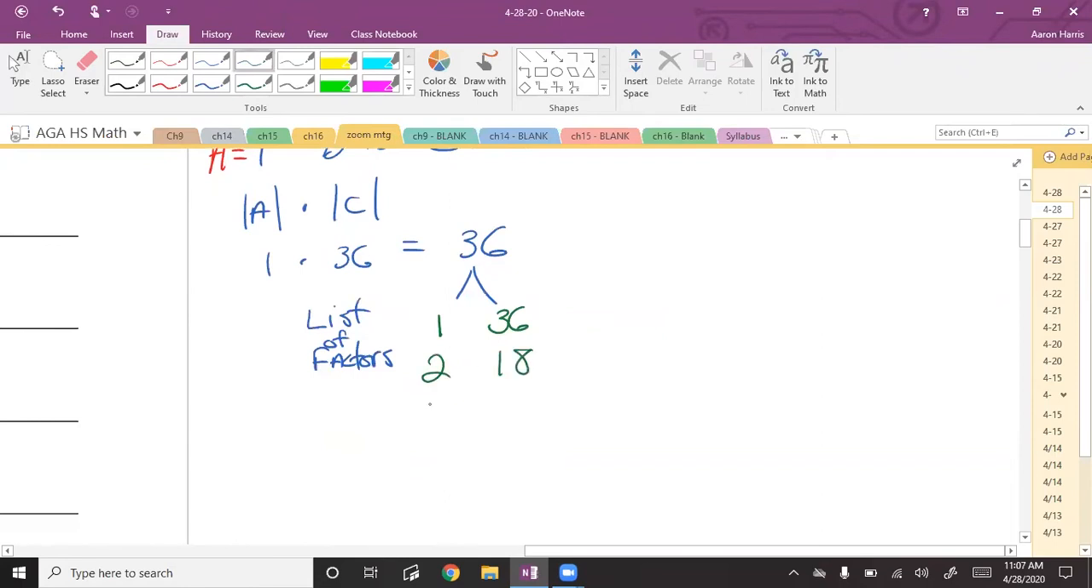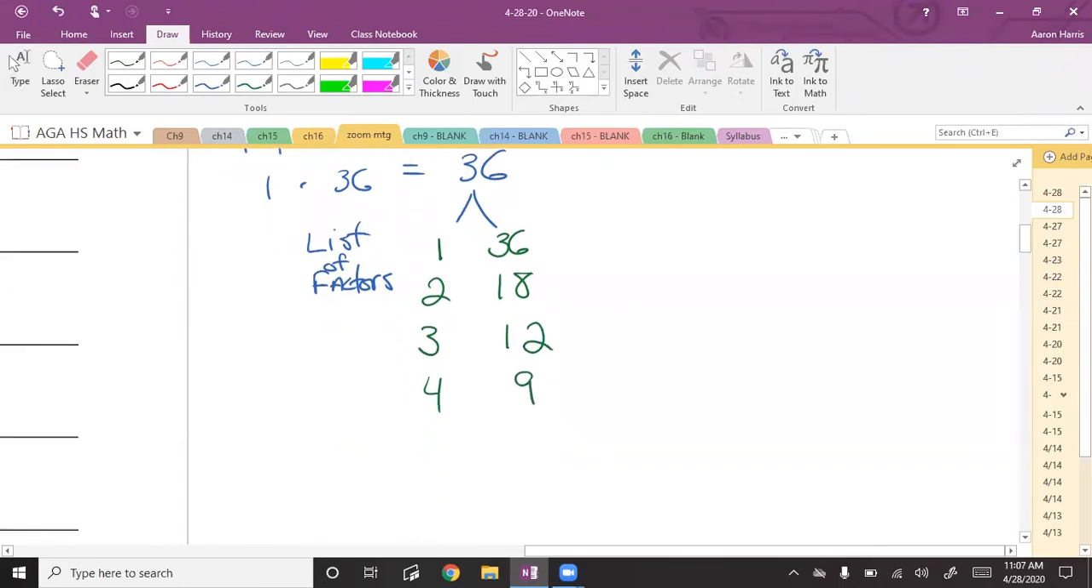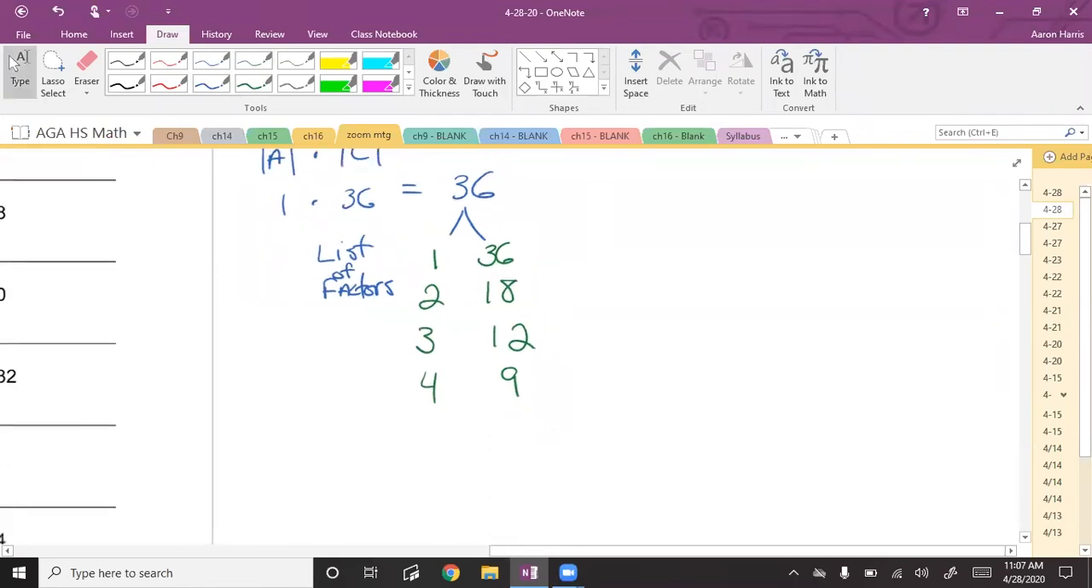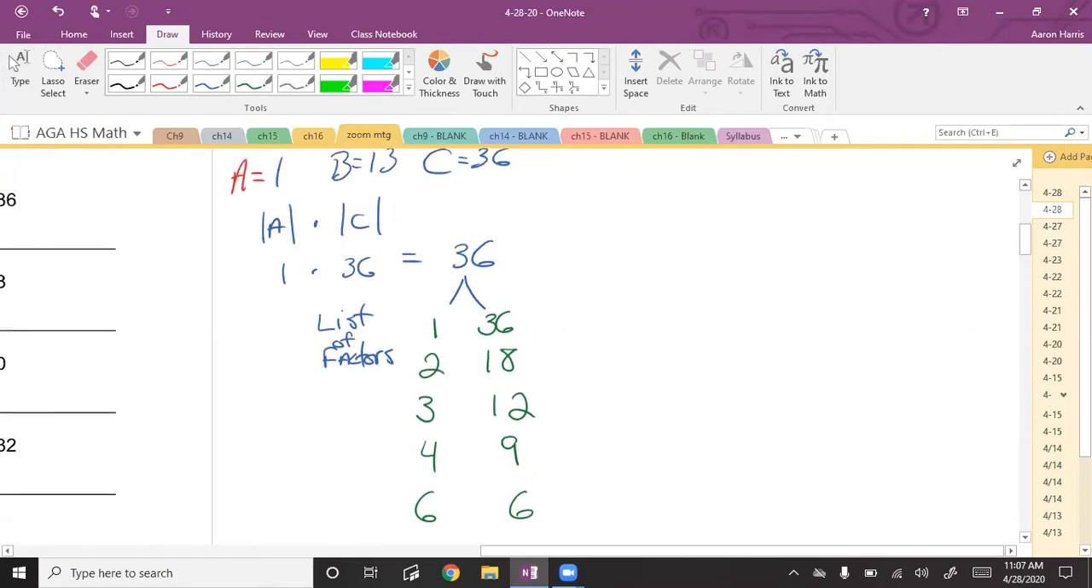18. 3 times what? 12. 4 goes in how many times? 9. Good. 5. Does 5 go in? No. Does 6 go in? Yeah, 6. Notice that there's a 6 on the right-hand side, so I'm done. Does that make sense? All right. So now, all these lists, if I multiply them, I'll get the 36.